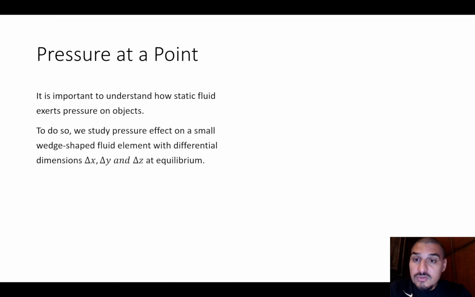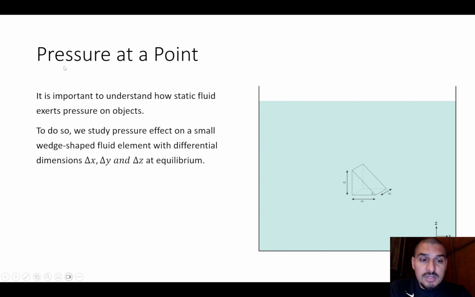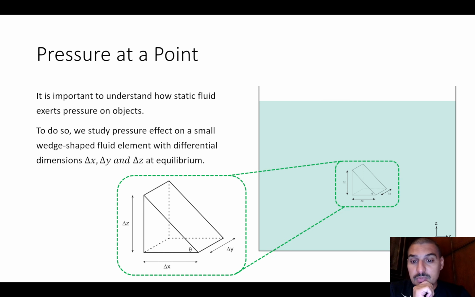To be able to do this, since we are interested in pressure at a point, we are going to do this derivation on a differential element, as we said before, a differential element in a static fluid. This differential element will be a triangular prism in shape. It has triangle dimensions delta x and delta z, and the height of the prism is delta y. This length is going to be L.